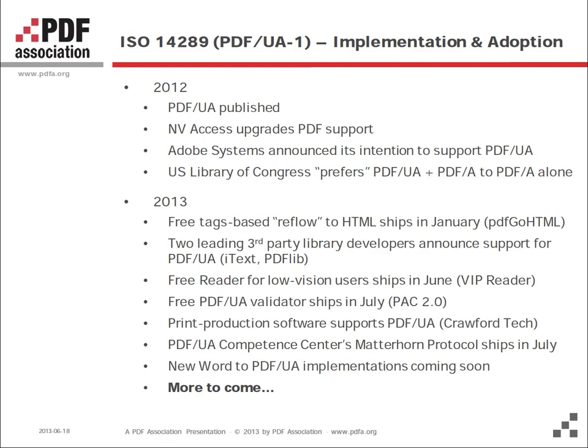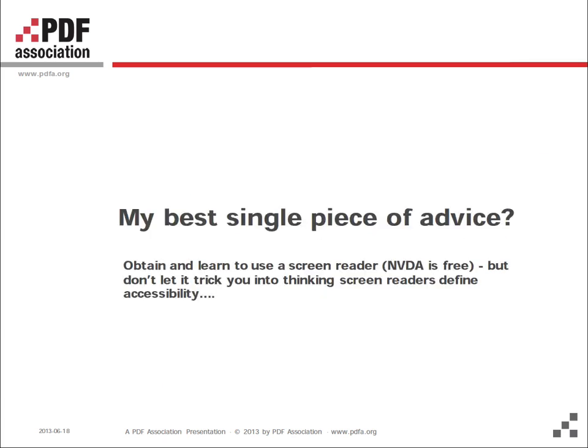It's a full-scale validator for PDF/UA. Crawford Technologies and others are beginning to produce production software that supports PDF/UA directly for the purposes of generating high-volume print runs. The PDF/UA Competence Center, a unit of the PDF Association, will be producing the Matterhorn Protocol, also shipping it in July. It gives a great deal of detail and programmatic tests for developers who are seeking to implement PDF/UA solutions. And there's more and more to come. So there's an awful lot of activity in the PDF/UA conformance space.